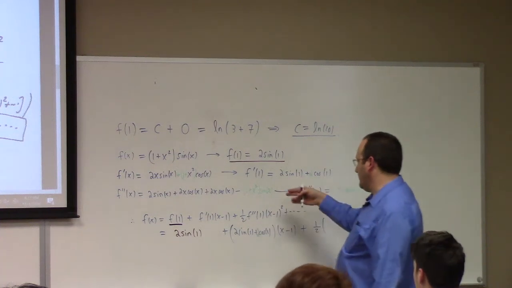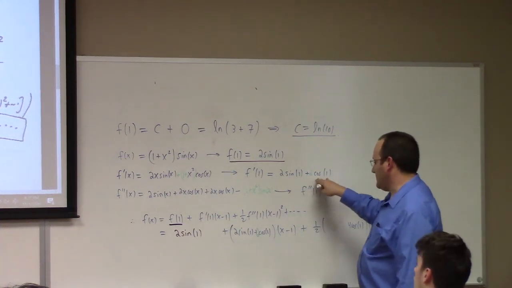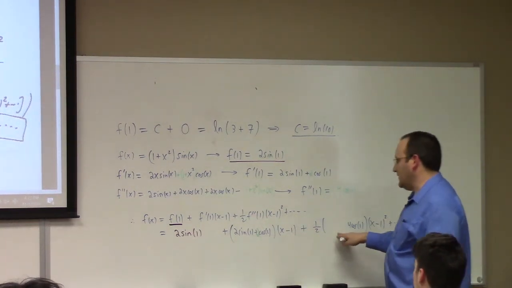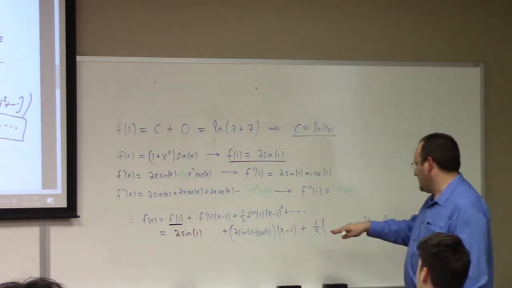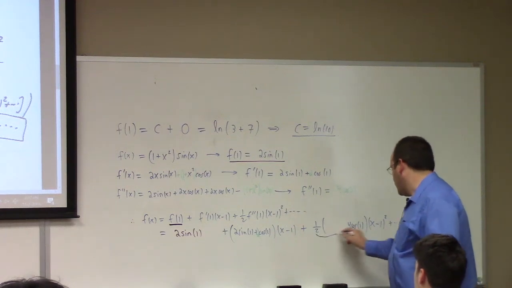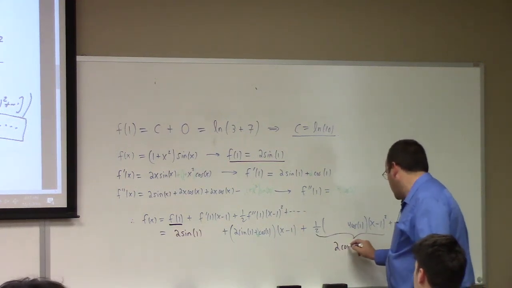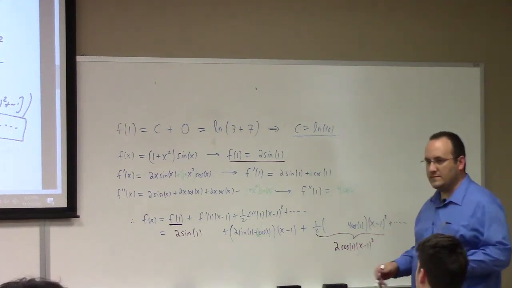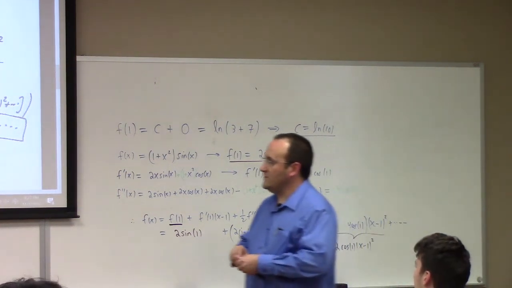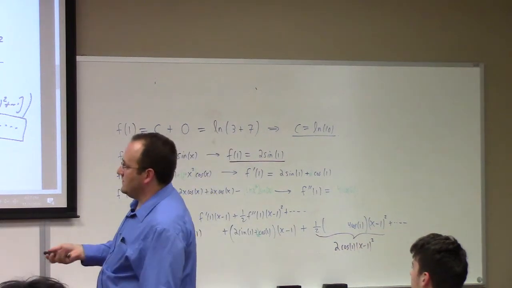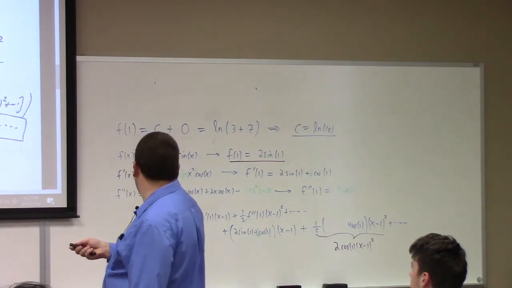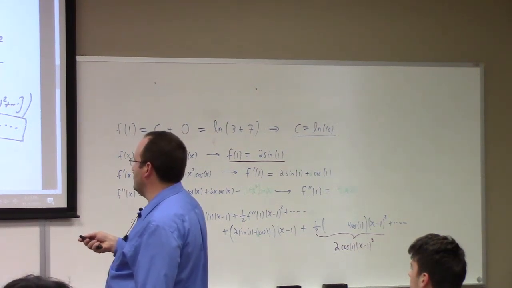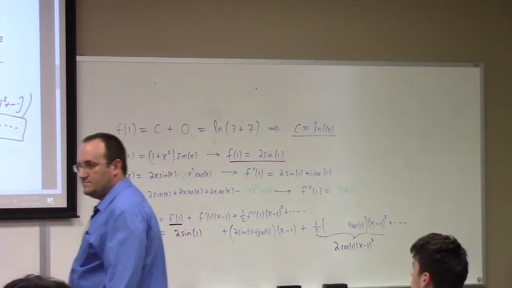Then the derivative, 2 sine 1 plus 2 cosine 1 times x minus 1. It's good. And then this one, 4 cosine 1 times 1/2. In other words, this is 2 cosine of 1 times x minus 1 squared. Right? Okay, and so forth. Is it the same now? Yeah, we got our 2 sine 1, our 2 cosine 1, plus 2 sine 1 times x minus 1, and then these cancel, right? 2 cosine 1 times x minus 1 squared.